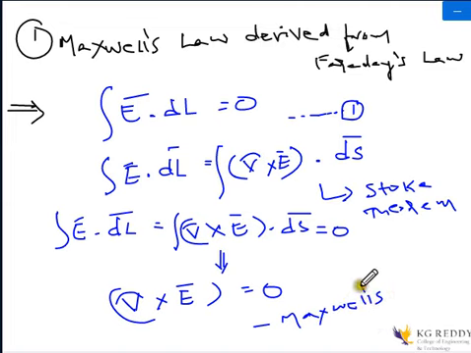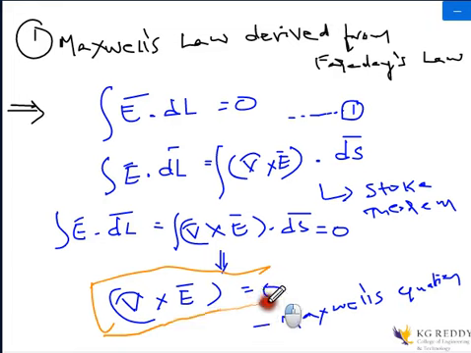And this is derived from Faraday's law. Instead of saying first law, second law, we can say that this is the Maxwell's equation which is derived from Faraday's law. You need to highlight this one, because this is the final equation which we have derived. Curl of E bar, where E bar is the electric field intensity, is equal to 0 in the static fields.